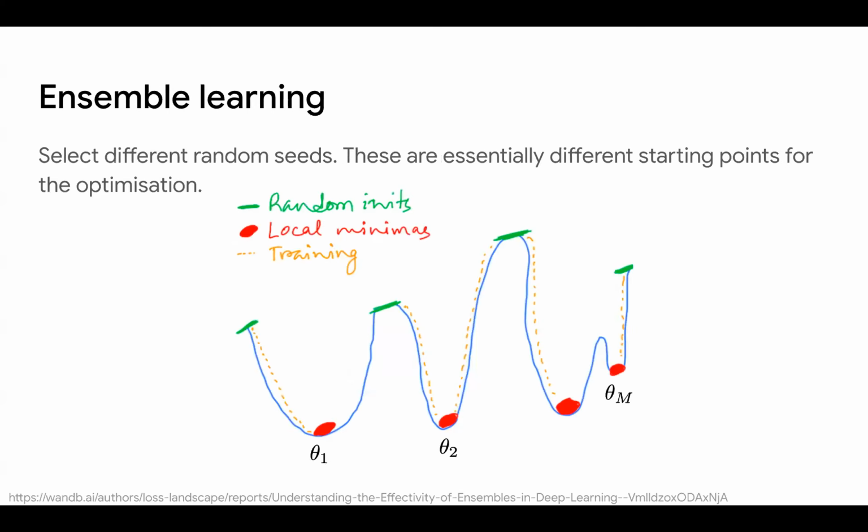And now the idea is that you train M models by selecting M different random seeds. Okay, that's going to put you at different locations in the parameter space. And because this is a highly non-convex loss landscape we're training, depending on where you start, you're going to end up with different local minima. And therefore, you're going to get some kind of diverse set of models as a result. Okay, so the green here means random initialization. And by training, you will end up at different locations in this landscape.